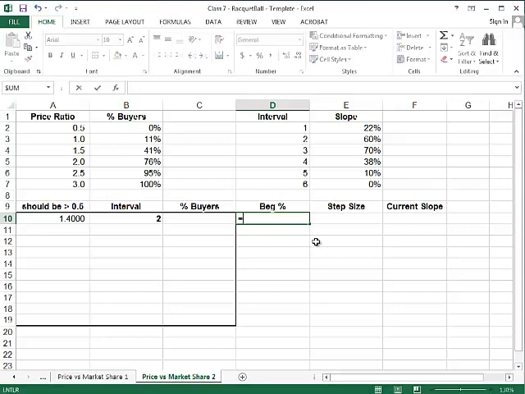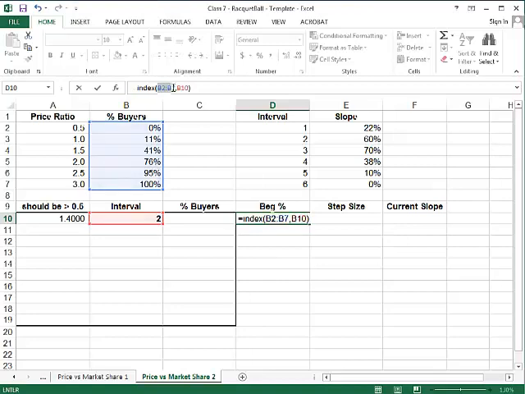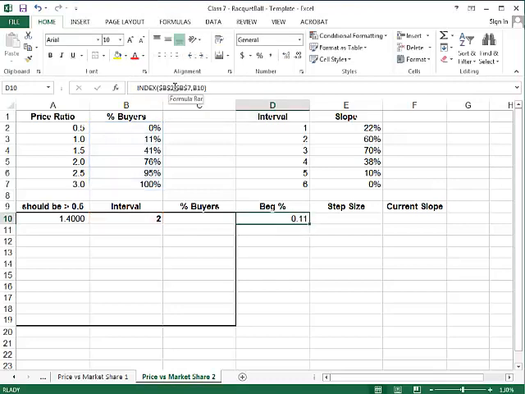So the beginning percentage is, I can pick up using the index function and tell Excel give me the second element here. And again, I'm going to make this absolute. And let's also format this so I have a percentage here. So beginning percentage is 11%.